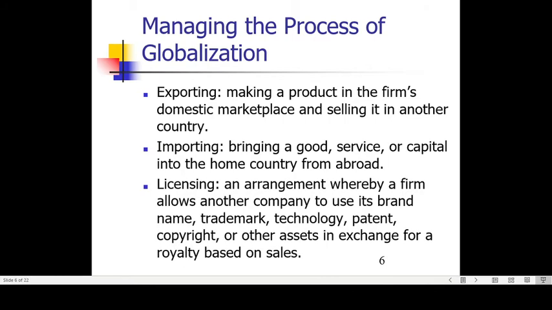Licensing, okay, when we say licensing, this is the arrangement whereby a firm allows another company to use its brand name, trademark, technology, patent, copyright, or asset in exchange for royalty based on sales. So, licensing, this includes the trademark, patent of the product, technology to be used, copyright of the product in order for them to produce and sell the product, no? Next.